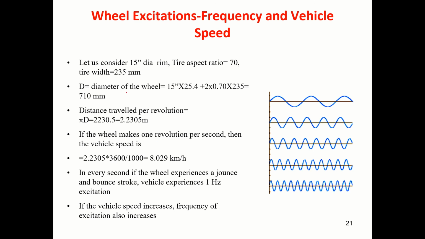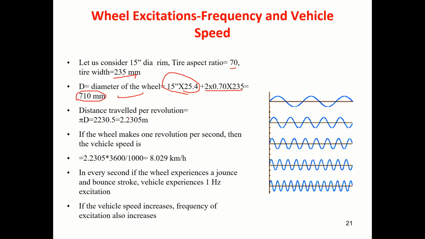So now let us consider a 15-inch diameter rim. Tire aspect ratio is 70, so tire width is 235 mm. Aspect ratio is known, so tire thickness can be determined. That is, the wheel diameter is 15 inch, which I have multiplied by 25.4 millimeters, then added 2 times the thickness. I'll get a diameter of around 710 millimeters.